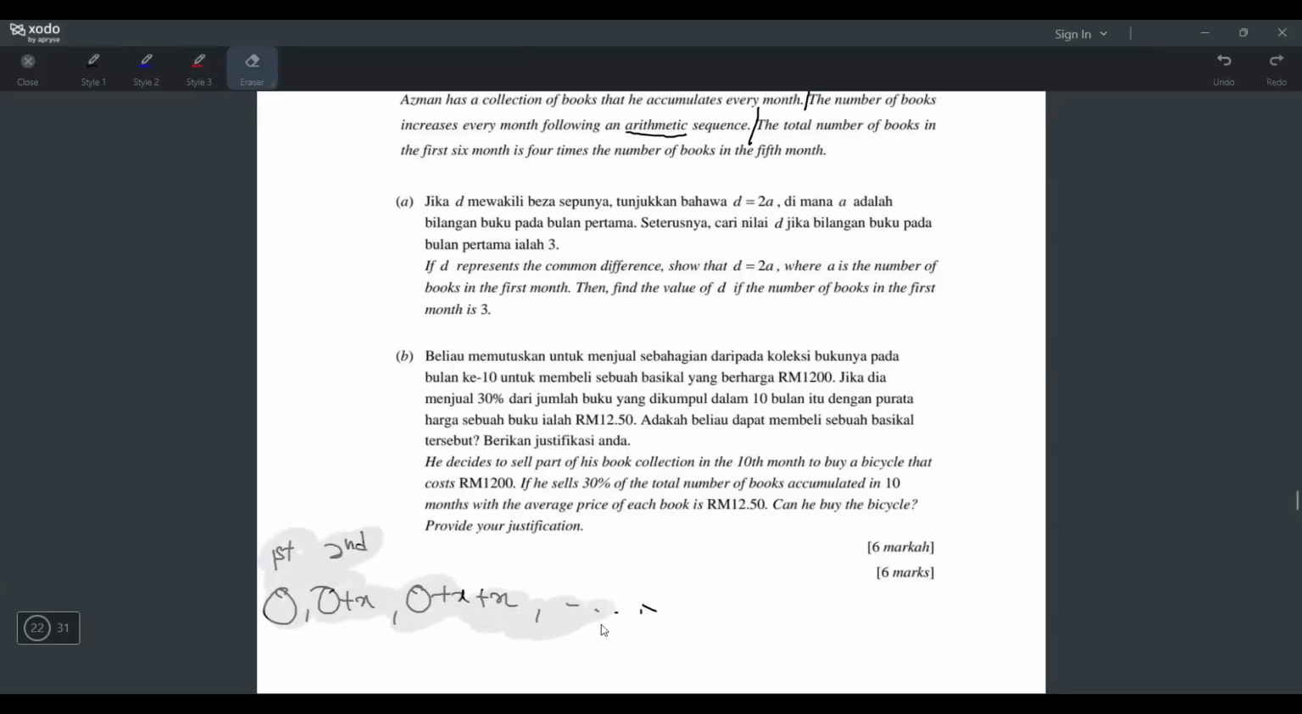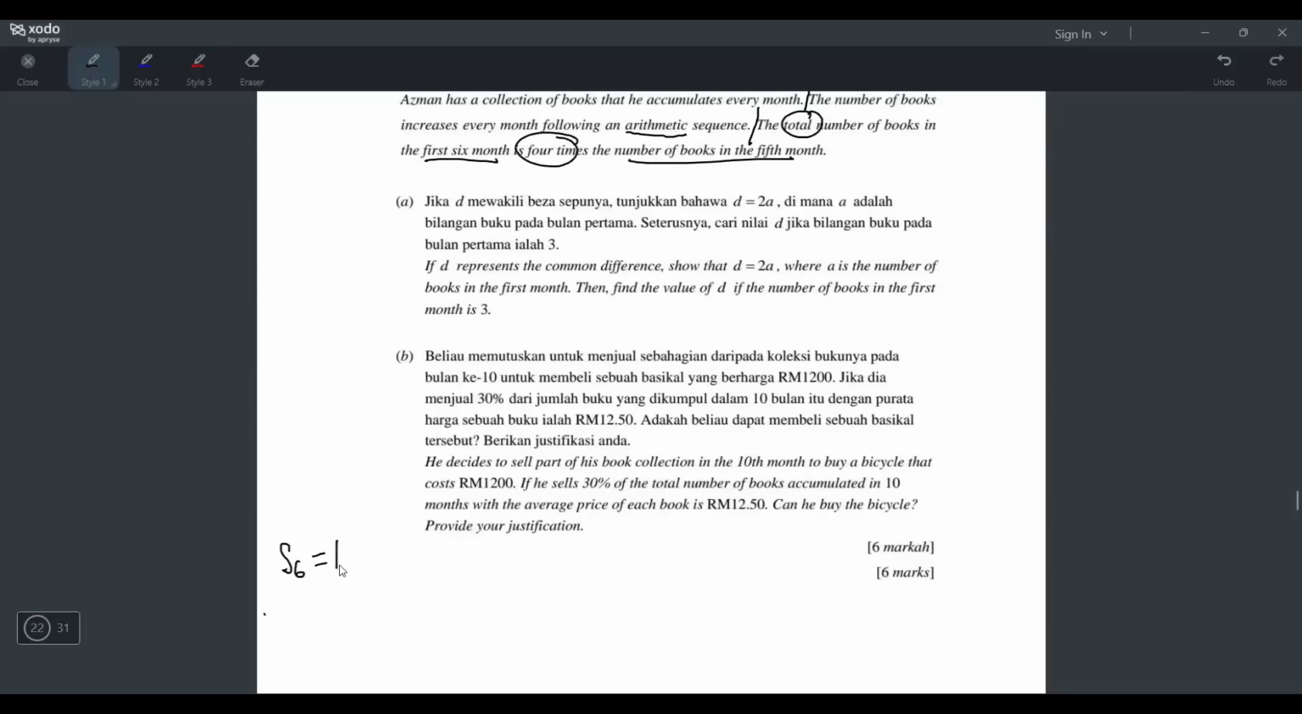So we can't write our progression. We don't know the first term, but they did mention some information here. The total number of books in the first 6 months. So this is S6. Not T6, S6, because it's the total. It means T1 plus T2 and so on, the total number for all 6 months added together. So S6 is 4 times the number of books in the fifth month. This one is T5. So the total number of books in 6 months is S6, 4 times the number of books in the fifth month. So yeah, 4 times T5, because the number of books in the fifth month is T5, right? Okay, so far this is all I have.